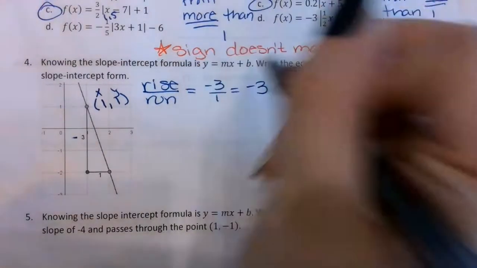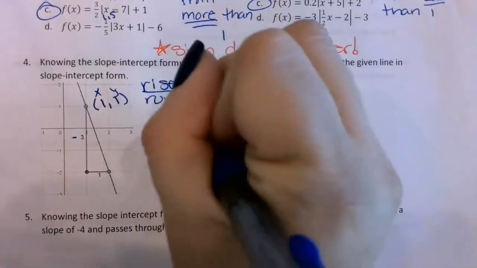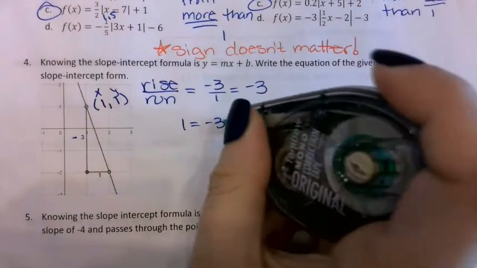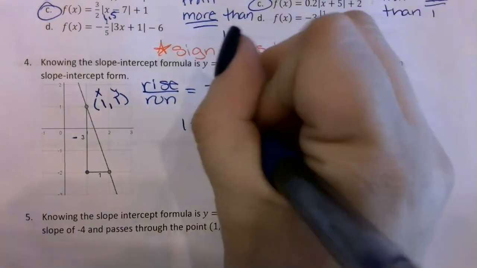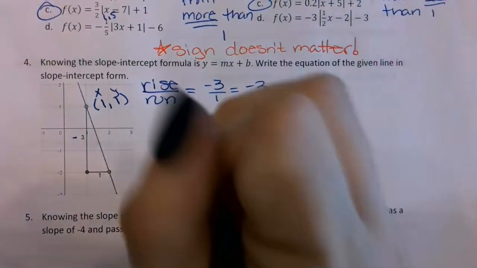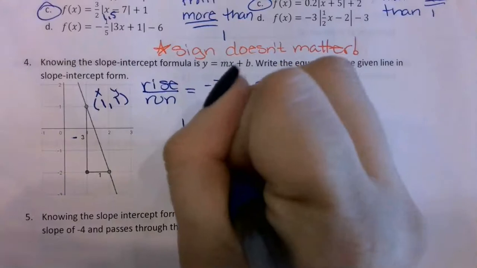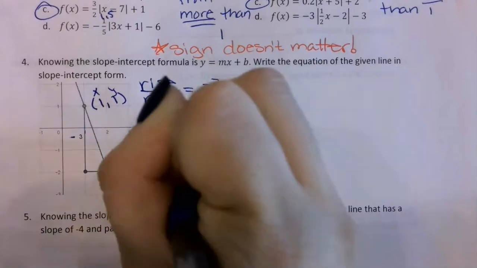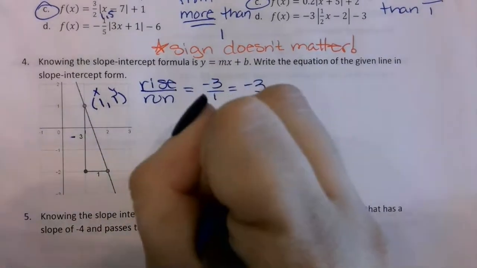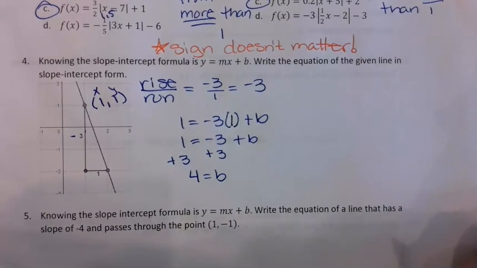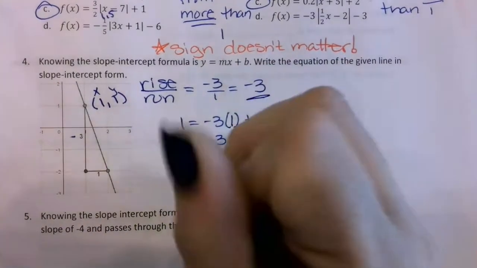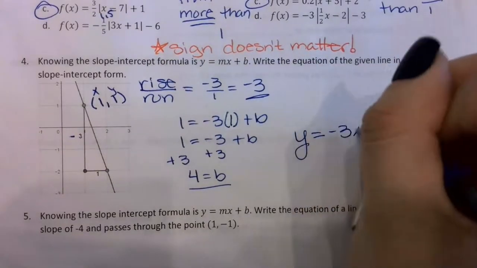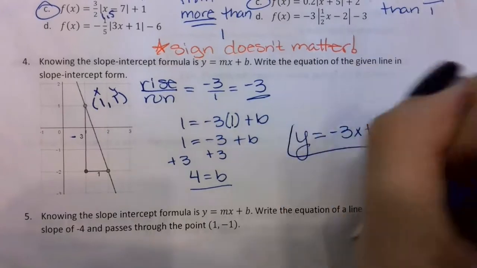Then I'm going to plug into this formula. So I'm going to have 1 equals negative 3x. Nope. Negative 3 times 1, because I know an x, plus b. So negative 3 times 1 is negative 3, plus b. Then I want to go back and add 3 to both sides. I get b equals 4. So I'm going to plug back in my slope and my b into the y equals mx plus b form. So I have y equals negative 3x plus 4.